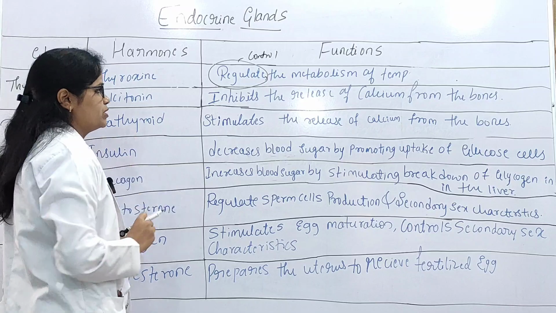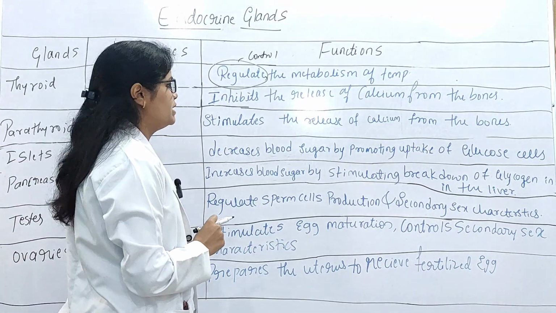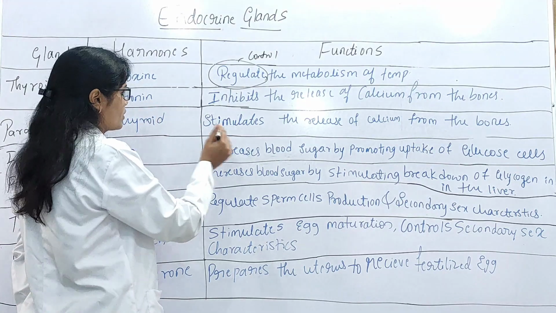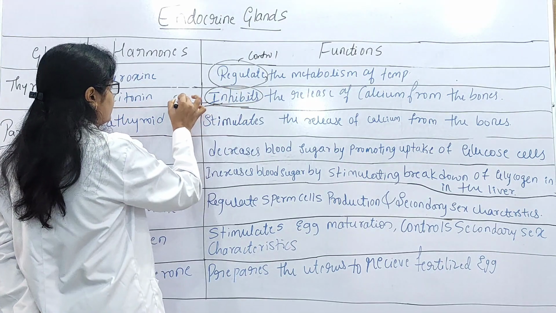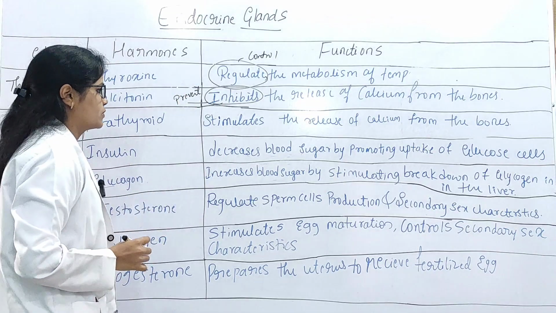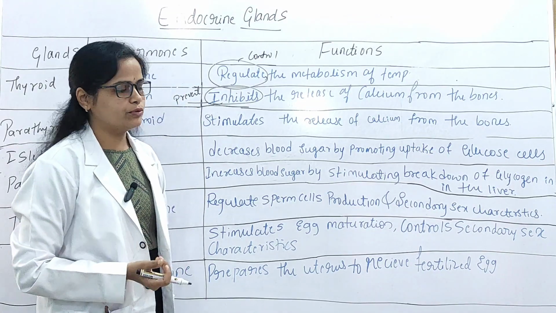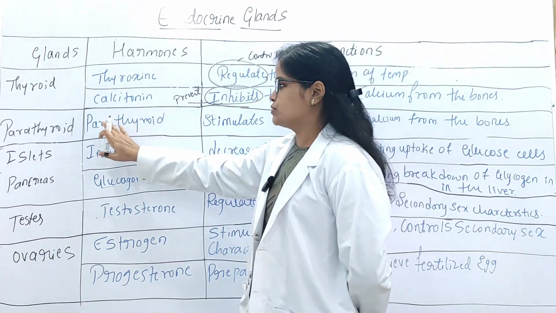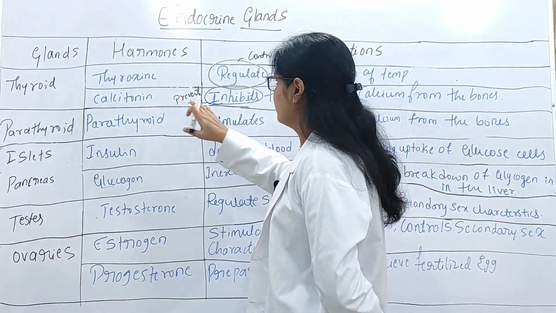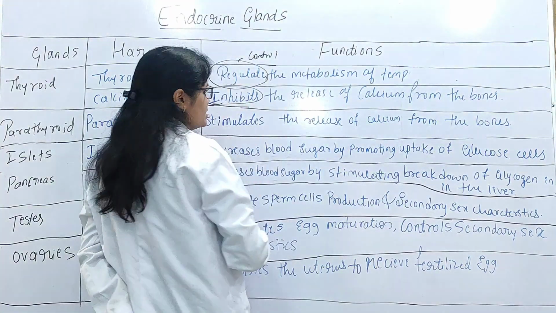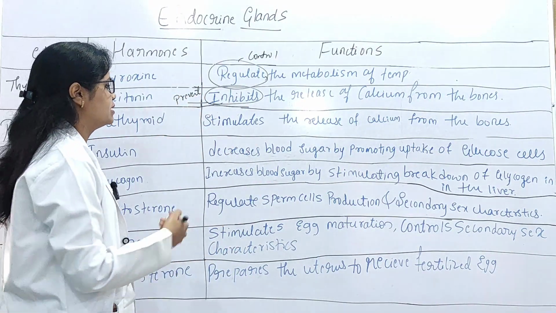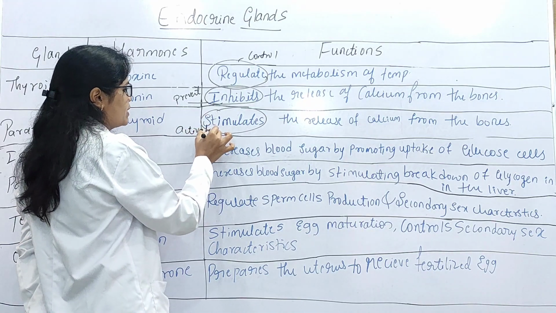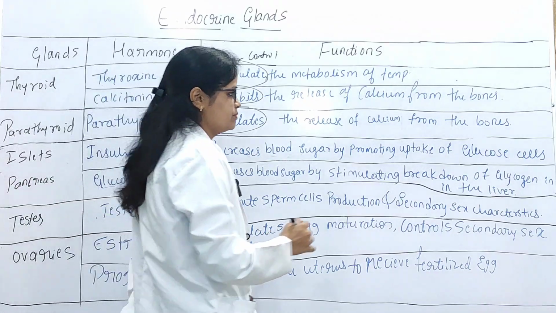And then calcitonin. Calcitonin helps to inhibit the release of calcium from the bone. Inhibit is nothing but prevent. It prevents the release of calcium from the bones. And the next hormone is parathyroid hormone. It is released from the parathyroid gland. The main function of this hormone is to stimulate the release of calcium from the bones. Stimulate is nothing but activate the release of calcium from bones.